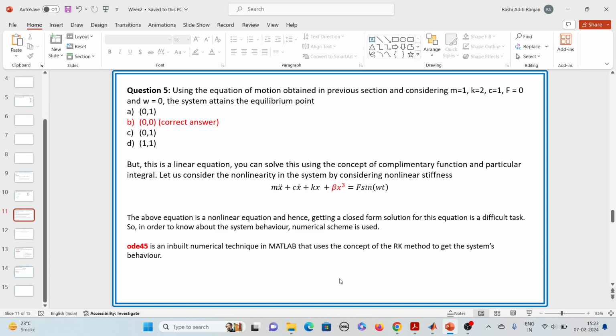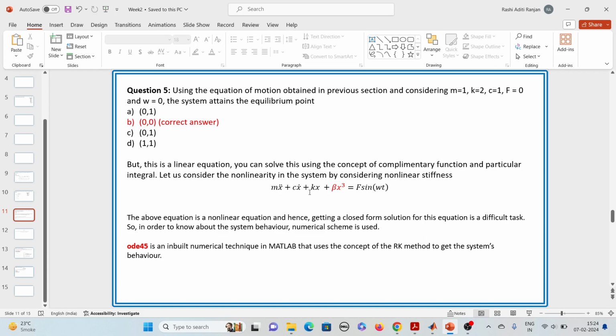Now ODE45 is a built-in numerical technique in MATLAB, which is used for solving differential equations. So what is ODE45 doing? It is just computing the value of integration. If I give it x dot, it is going to calculate x and give it to me. But in this equation, I have x double dot, x dot, and x, and I want the value of x with time. What am I going to do? ODE45 is giving me x out of x dot, but I have x double dot, and I want to get x. What will I do?